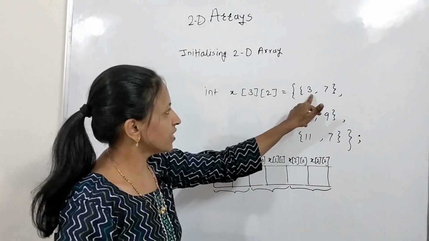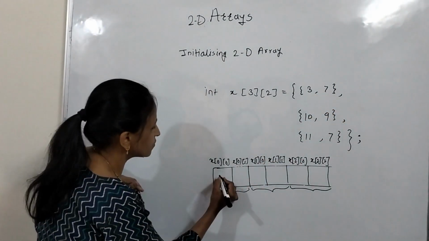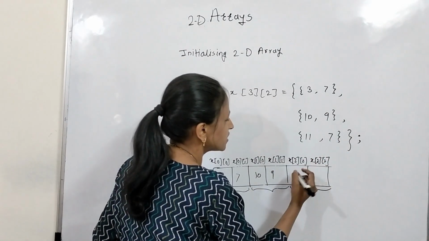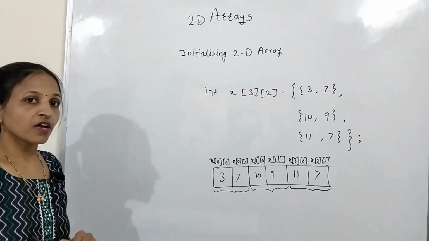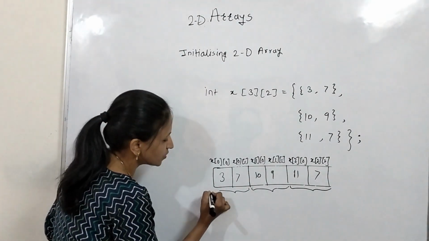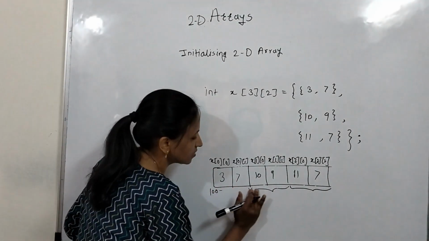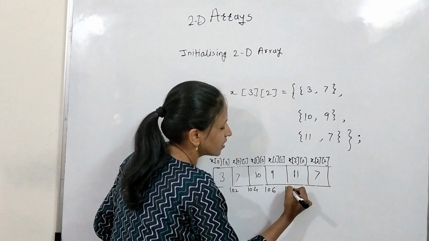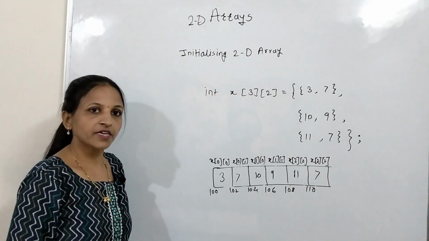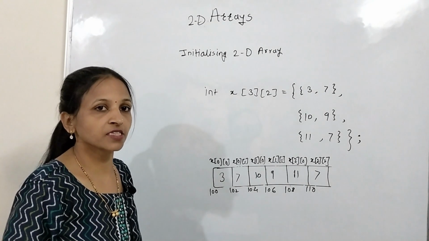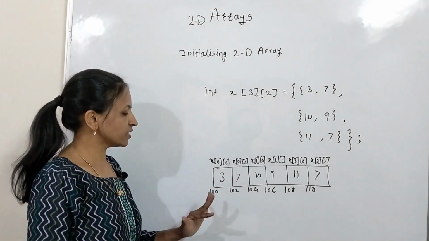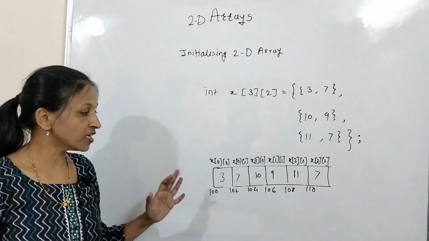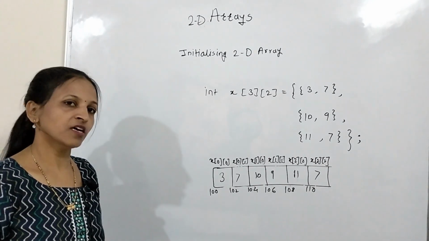Getting? Now here we have given first array elements like 3, 7, those will get stored here. Then next 10, 9 will get stored here, and 11, 7 will get stored here. Getting? Now the addresses are like this. If the starting address of the first array is 100, then this one is of course 102, then 104, 106, 108, 110. The addresses are again contiguous like this. Okay, if we know the base address, then we can fetch all the addresses, all the individual elements of that array.